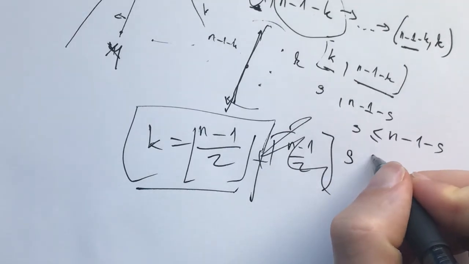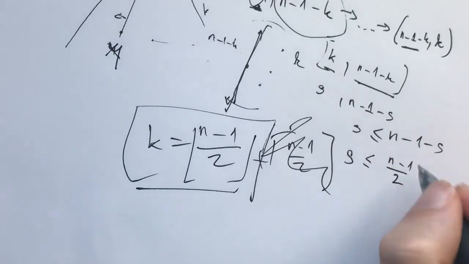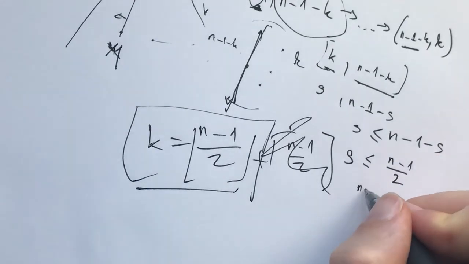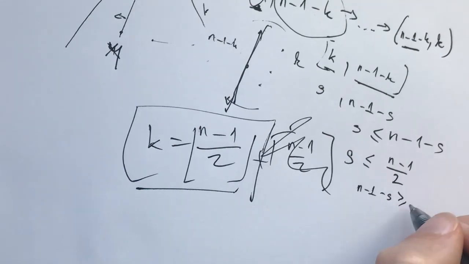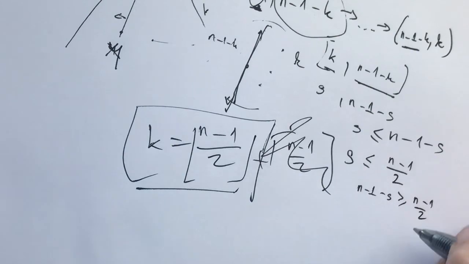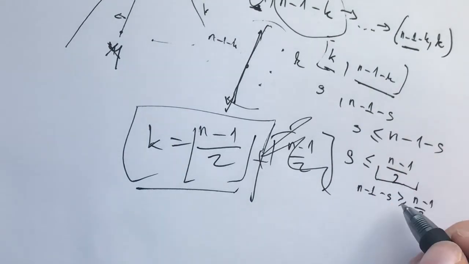This means s is less than or equal to n minus 1 over 2. And this means that n minus 1 minus s is then going to be greater than or equal to n minus 1 over 2. So we can always get a number between.